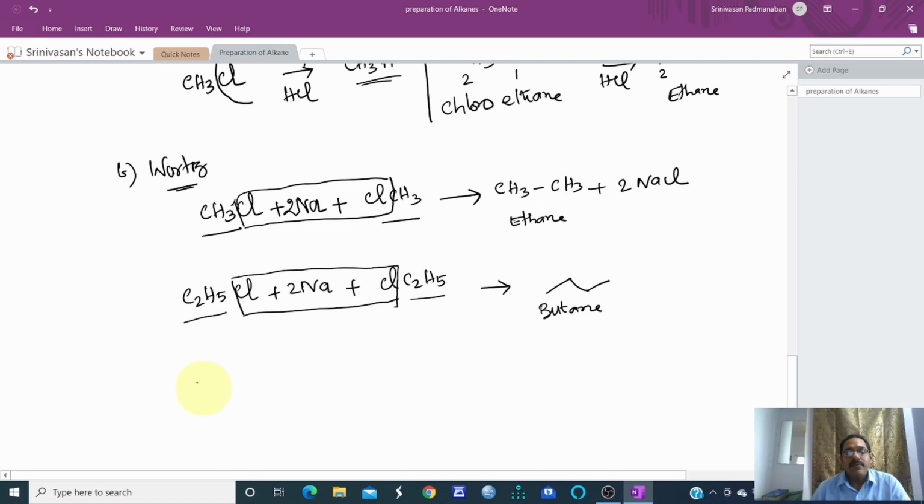Okay, again I'll go for another example to understand. So the first member is methane, the second member ethane, the third member let us take. So that is C3H7Cl, chloropropane, plus Na plus another chloropropane. So can you guess what we'll be getting? Suppose you take one methyl and another methyl, we get ethane as the result. Here we have taken ethyl, here also ethyl. So these two will be added together, and we'll be getting a 4 carbon series, it is butane.